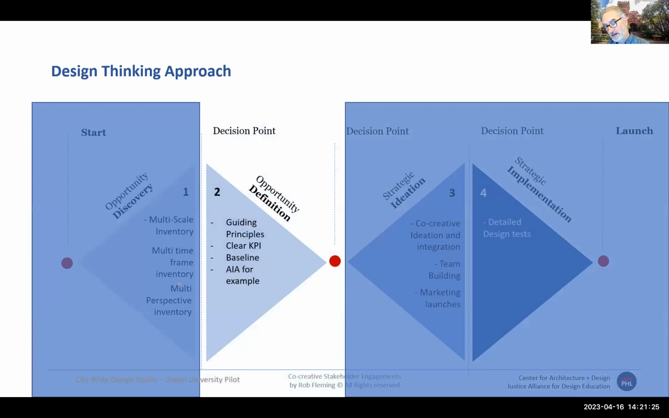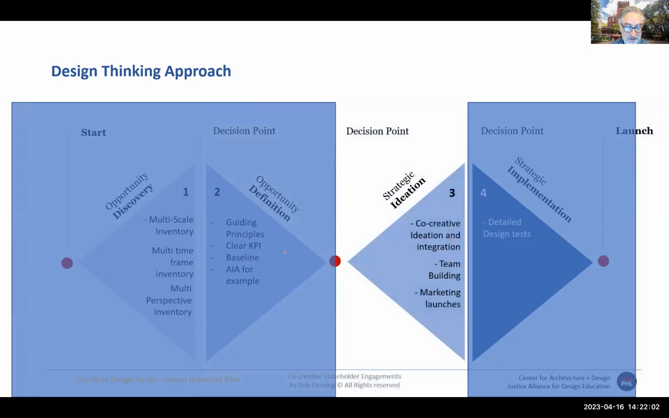What we're going to be doing on Thursday, April 20th is step two, which I call opportunity definition. Some people call it problem definition or design problem definition. This is essentially the design brief in detail, meaning that it's all of the goals and objectives and what we need to achieve without actually drawing anything. So we're not designing anything on Thursday night, and we're going to work on something called guiding principles. KPI stands for key performance indicators or goals or metrics. We're going to work on that, and I don't have that AIA example, so just pretend you didn't see that.